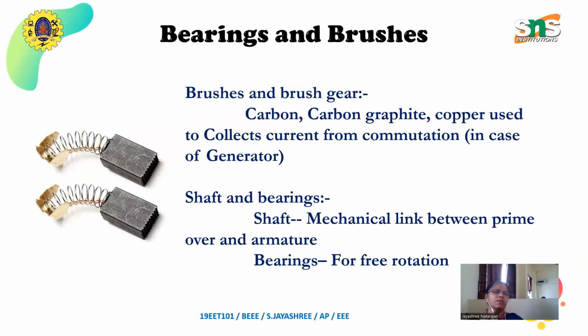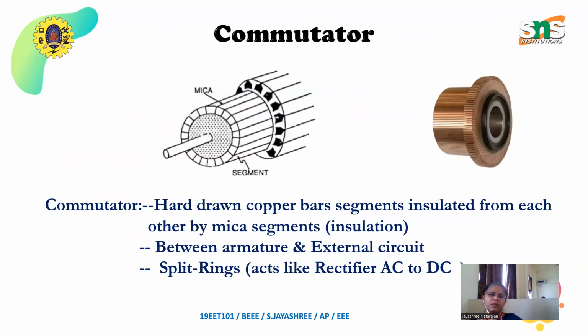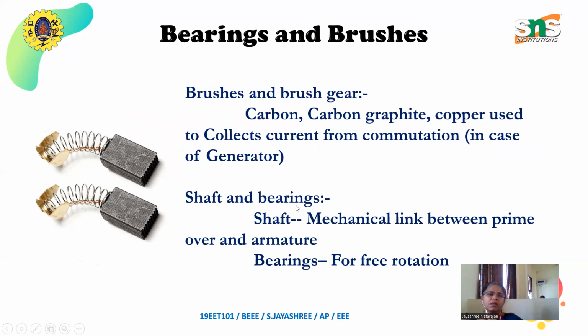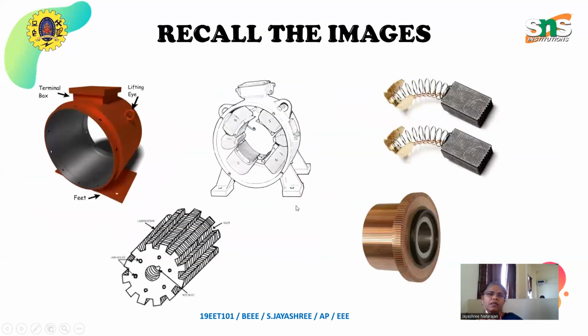Coming to brushes. Brushes are made of copper or carbon graphite, to collect the current from the commutator. The commutator is made of copper segments. It is present between the armature and the external circuit, and it acts like a rectifier which converts AC to DC. So these are the major parts in a generator.